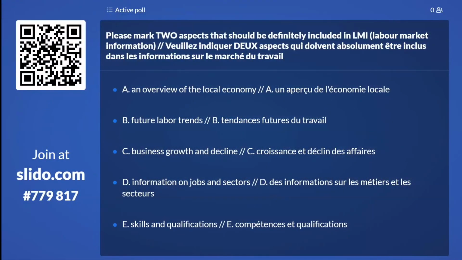Now, I would like to know from you, and the about 60 people at home see the slide a bit later than we have here, but I think this minute is already enough. We have a warm-up activity. I would like you to mark two aspects that should definitely be included in a labor market information system. You can put 60 things in there, you can put 100 things in there, but two things from your perspective that would be very important. Is it an overview of the local economy? Future labor trends for your public employment service? Business growth and decline, information on jobs and sectors, or skills and qualifications? Let's see. We'll give you half a minute so you can get seated, and then we will see what the result will be.